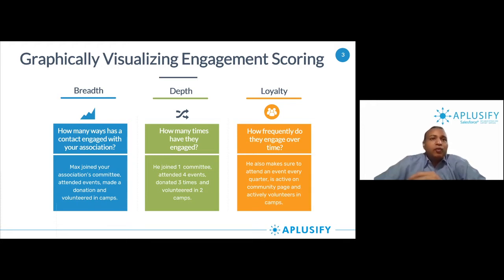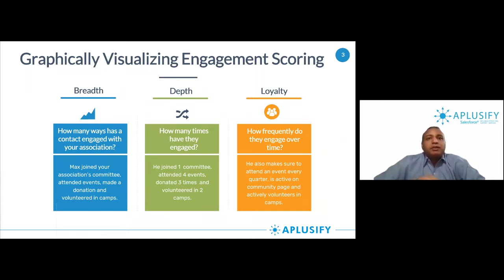So it can be one way, it can be two, it can vary up till the number of activities that you have defined for your member engagement activities. So here, Max has done 4 activities and he is involved in 4 ways with your association.